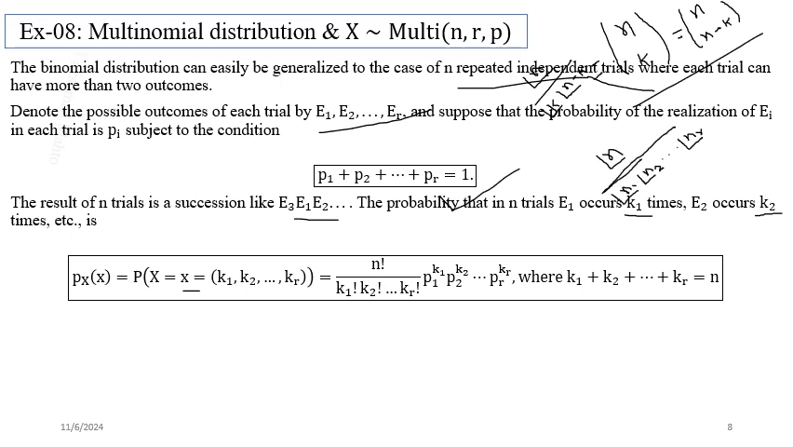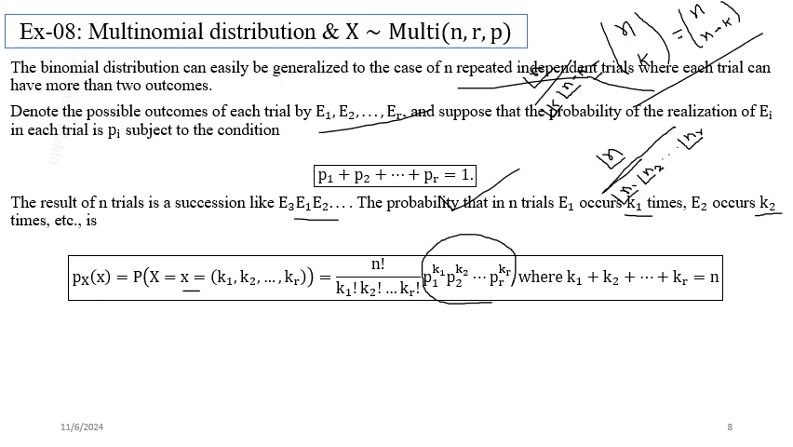So what is the probability if E1 is occurring k1 times? It is p1 to the power k1. E2 occurs k2 times, that means p2 to the power k2. Er occurs kr times, so pr to the power kr. This one is the probability of one such outcome.